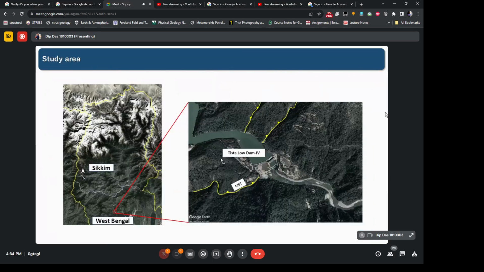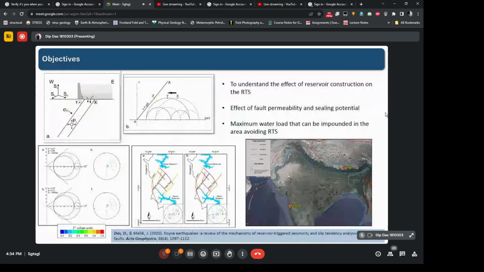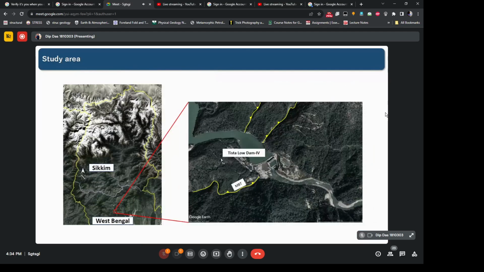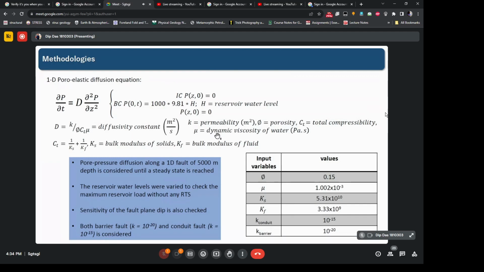Now, the question arises: if the Himalaya is an actively deforming zone, why don't we see any kind of reservoir-triggered seismicity within the Himalayan region? To study that, I chose the Tista Lower Dam. Here we see that the dam is built more or less on the fault plane, very close to it, and there is a high possibility of water percolation through these fault zones, if it is a conduit fault, obviously.